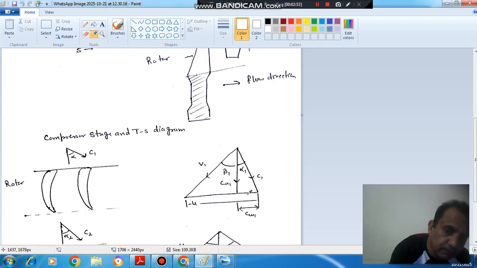Now if we draw U here, then this will represent the relative velocity in one direction, that will be U minus Cw1, and this is your axial velocity. Okay. So if we find the resultant of these two, U minus Cw1 and Ca1, then the resultant is V1. So V1 is the resultant relative velocity at inlet, which is making an angle beta 1 at the inlet of the rotor or runner.